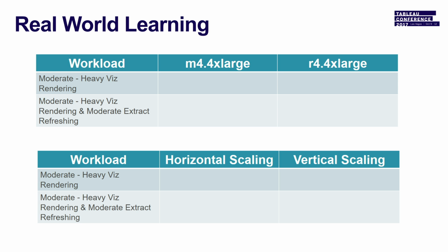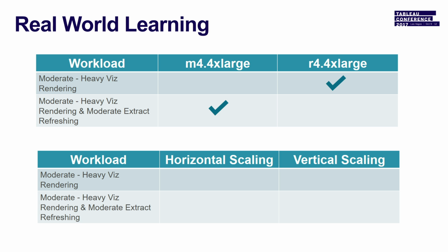And we also did an R4 4x large. That is the memory optimized machine. It has twice as much RAM as the first one, but its CPU is not quite as good as the general purpose machine. Okay? The second workload that we did was just like the first, except we were also doing extract refreshes during that test. So it was maybe a little bit more real world.